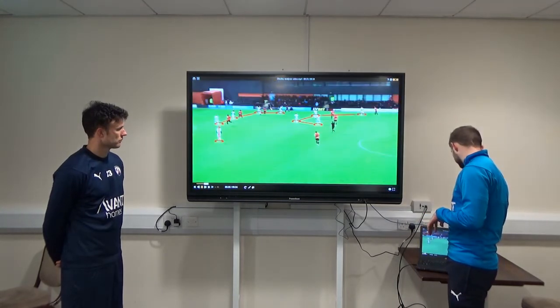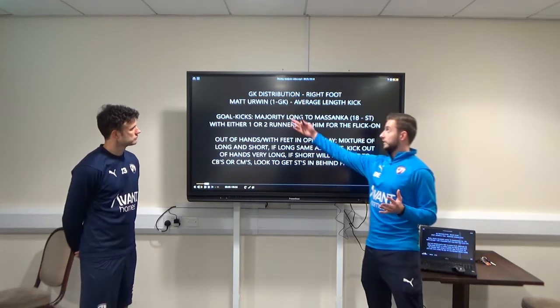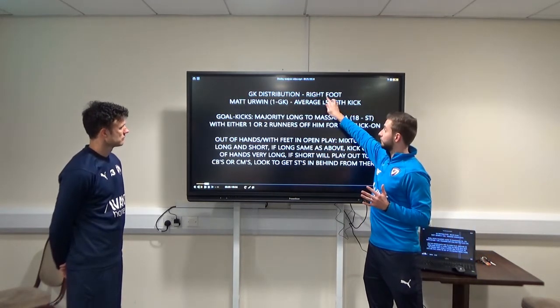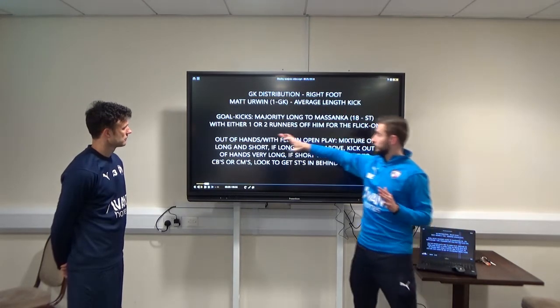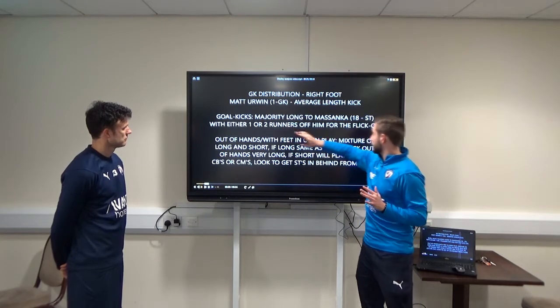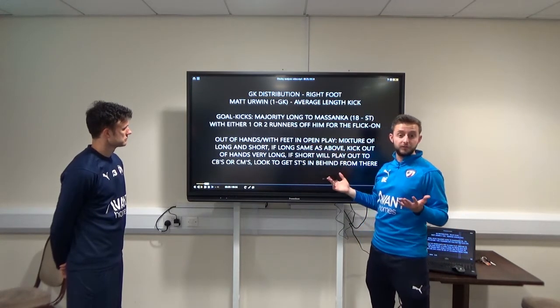And then moving on, we'll go on to goalkeeper distribution. I'll provide the goalkeeper's name, what the length of his kick's going to be like and what's his preferred foot. We then focus on goal kicks to start with. With Charlie, the majority of their goal kicks went long to the striker Misanka, and they had one or two runners going off his flick-ons.